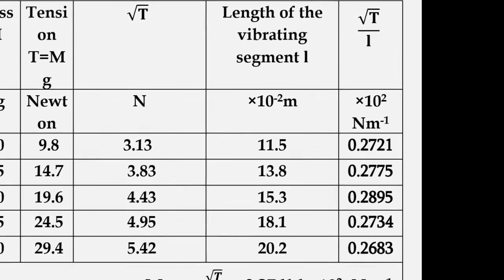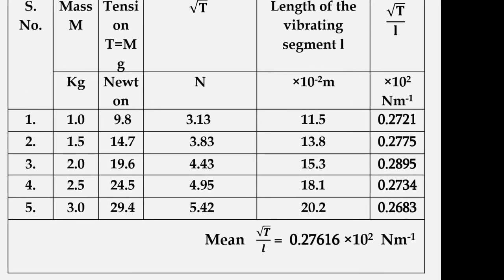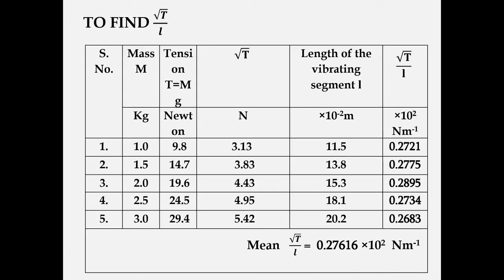We will get 5 readings for root T by L. When you look at the 5 readings, you can see all of them are around 0.27, 0.27, 0.28, 0.27, which means that the experiment we have done, or the readings we have taken, seem to be correct, and root T by L seems to be a constant. Then we find the mean root T by L. Adding the 5 values of root T by L and dividing by 5, we get 0.27616 into 10 power 2.